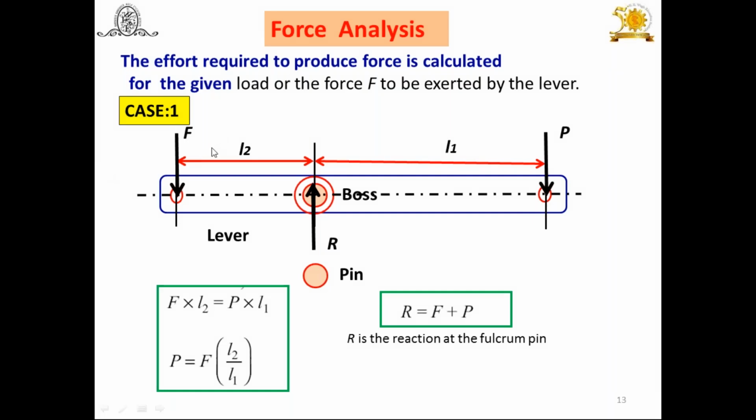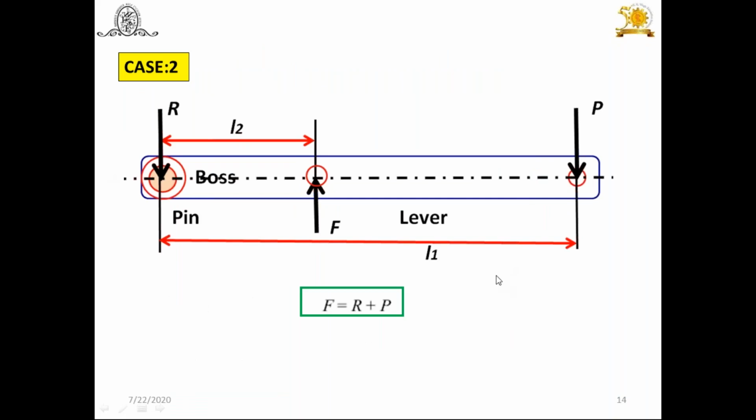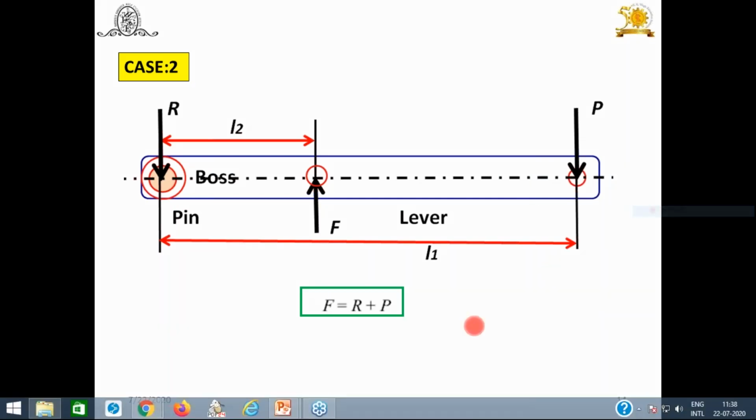You will find in this case the forces are parallel to each other. Now consider case 2 here. This is also about the force analysis. Here I have considered the second type of lever. Why the second type of lever? Because this output force P is in between the effort and the pivot or pin. Look at this now, the position has changed.